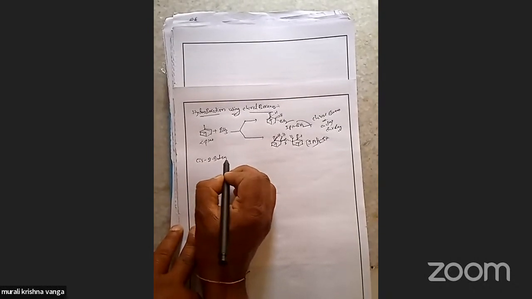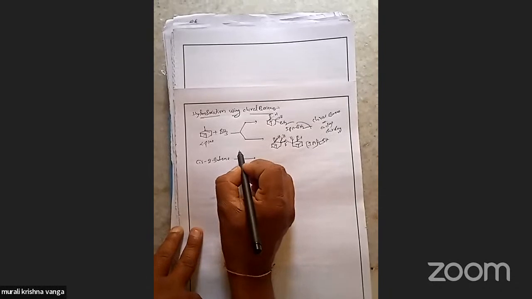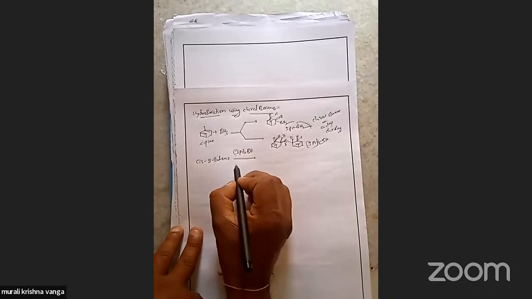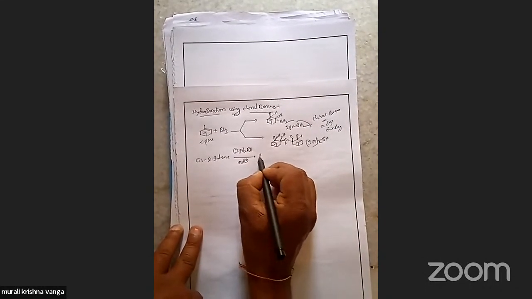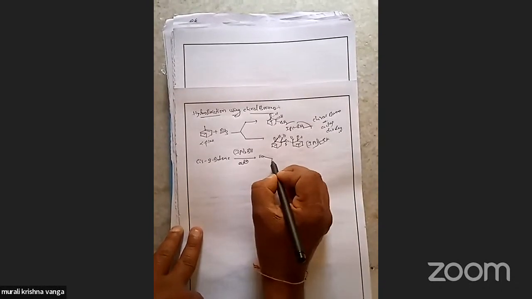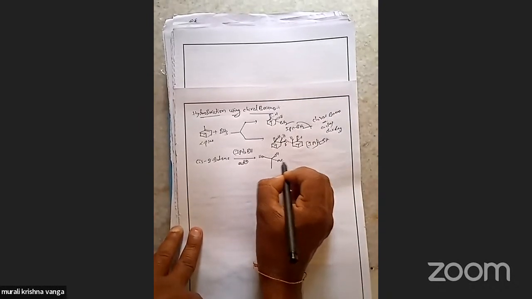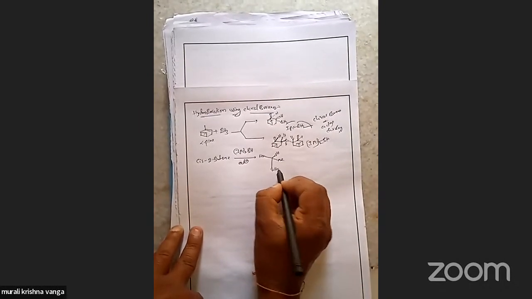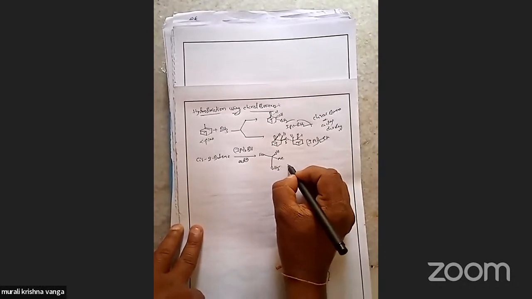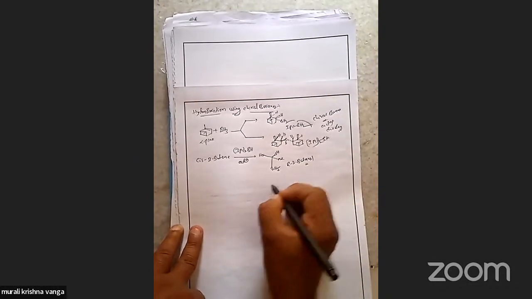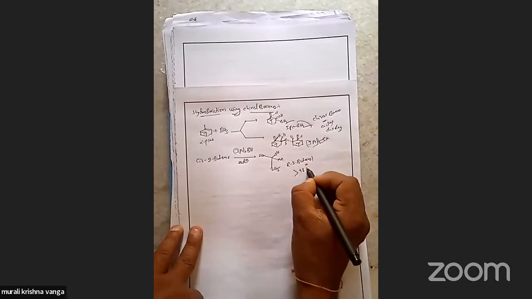When we take cis-2-butene with IPC2BH, followed by oxidation, the product has H, methyl, and C2H5 on the stereocenter. This gives R-2-butanol. R-2-butanol is the product, formed in above 98% enantiomeric excess.